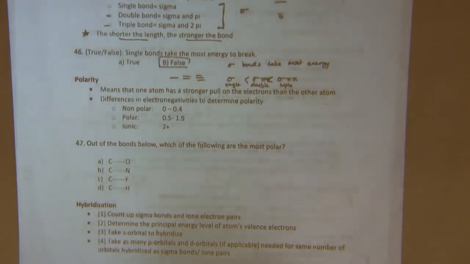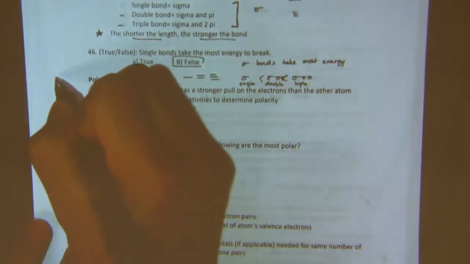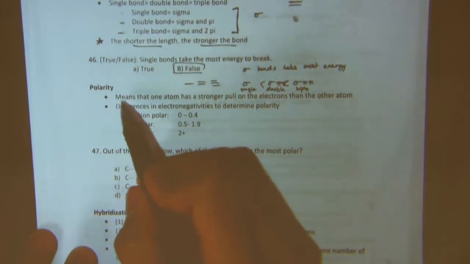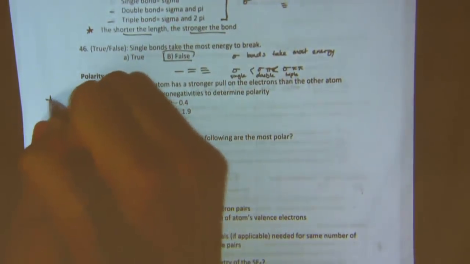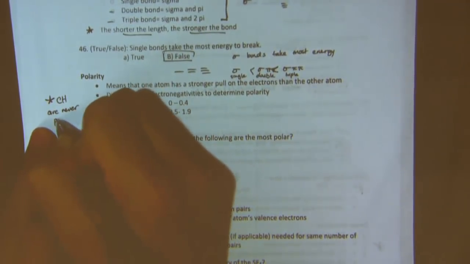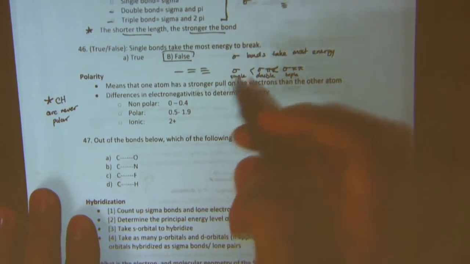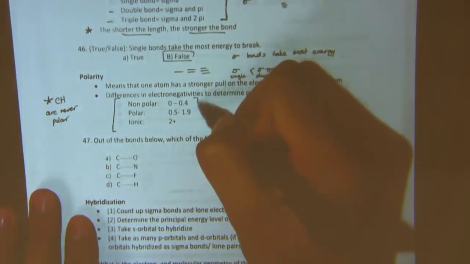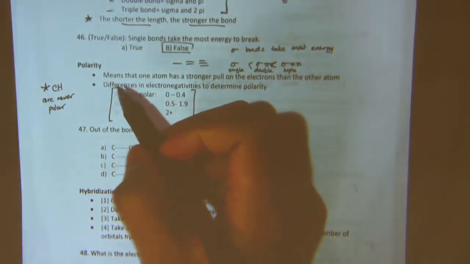Cool. So we're going to touch a little bit on polarity, and polarity, remember, is related to the trend of electronegativity. Polarity means that one atom has a stronger pull on the electrons than the other one. Something to note is that CH bonds are never polar. And so the differences in electronegativities have to be used to determine polarity. If it can't outright be seen, or if two things are really close in polarity, I would imagine that the electronegativity values would be provided on the test.